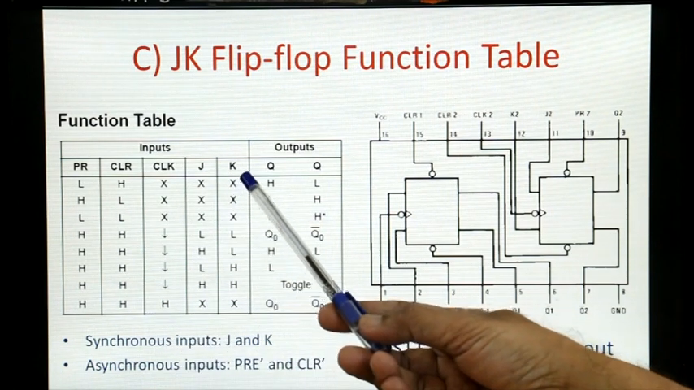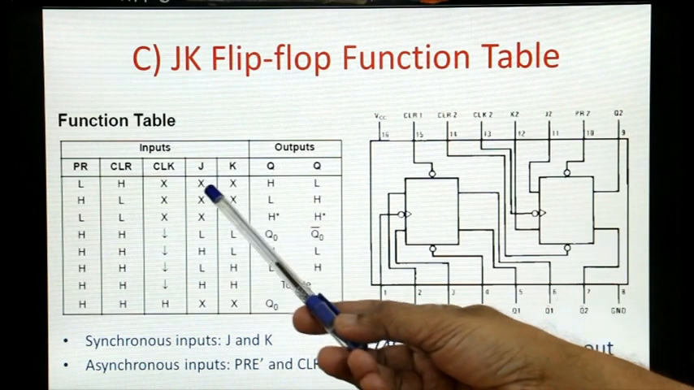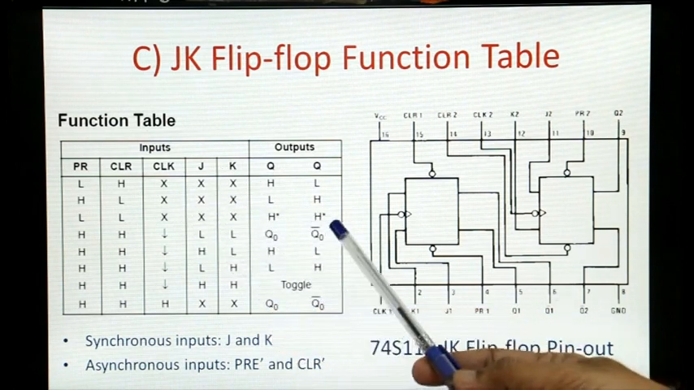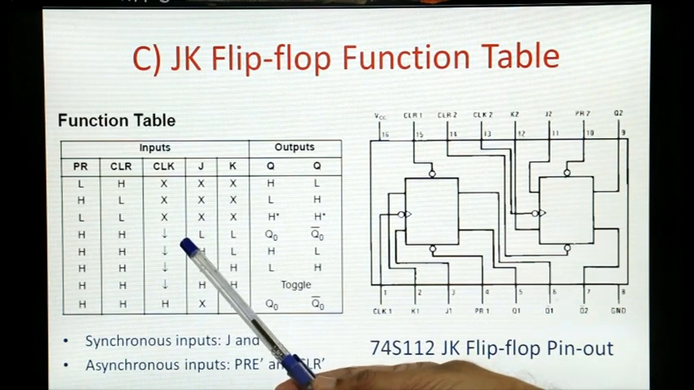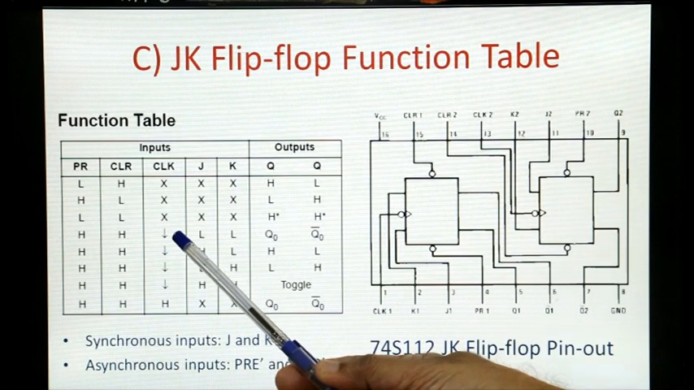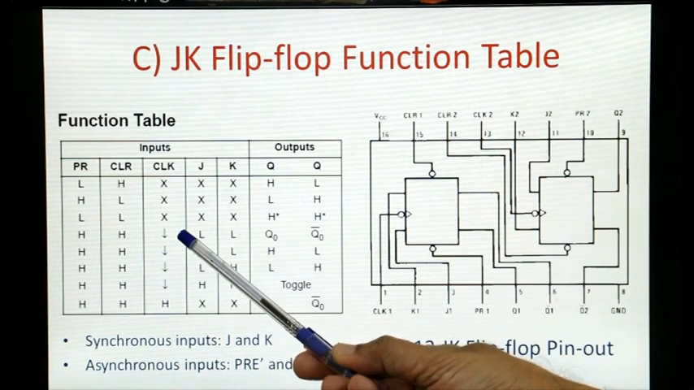Now J and K are what are called the synchronous inputs. So it is important to notice that only when the clock is active, outputs will change. So let's look at the table here. It is important to notice that this is a negative edge triggered JK flip-flop. Therefore all transitions happen at the negative edge.